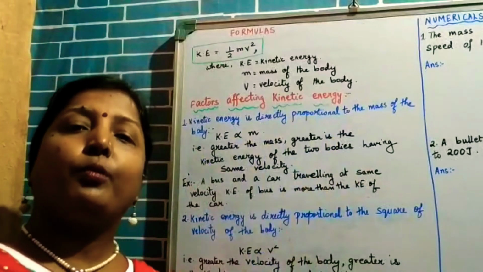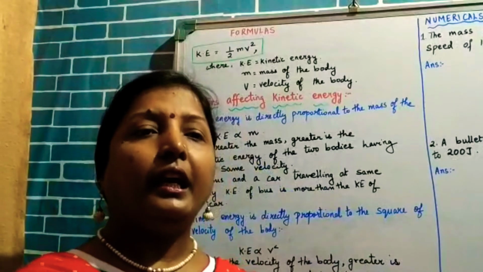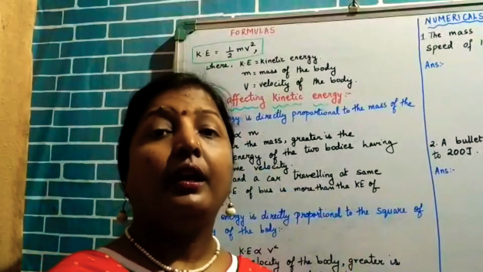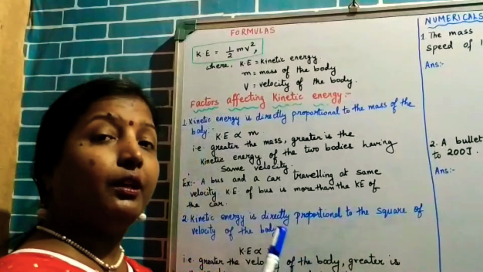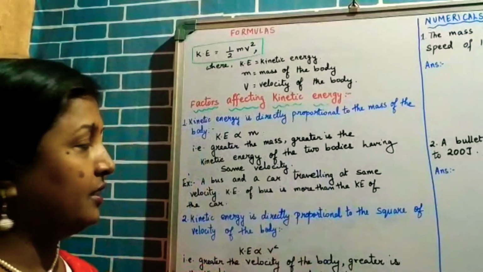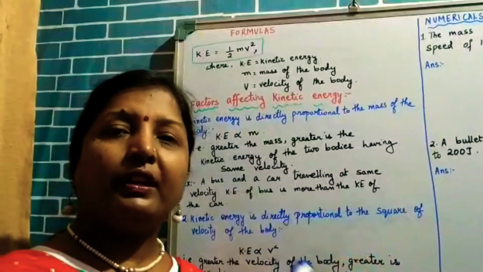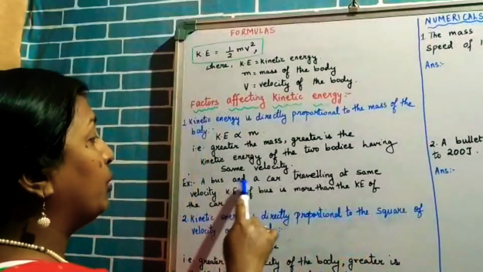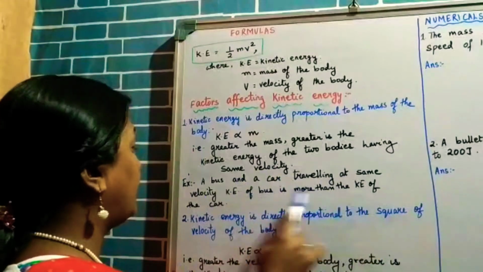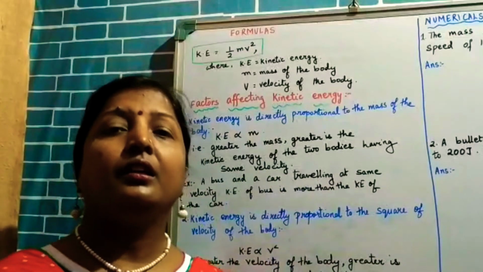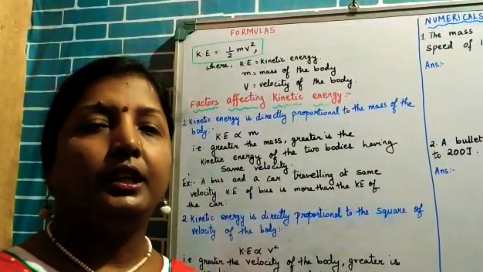That means if two bodies are moving with the same velocity, say 20 meter per second or 40 meter per second, they both are traveling with the same velocity, and then we compare the kinetic energy possessed by the two bodies. The body with a heavier mass will have more kinetic energy. For example, a bus and a car. You know, the bus is very big and the car has less mass than the bus. So if both are traveling with the same velocity, the kinetic energy possessed by the bus will be much more than the kinetic energy possessed by the car. So this is the first factor on which kinetic energy depends.